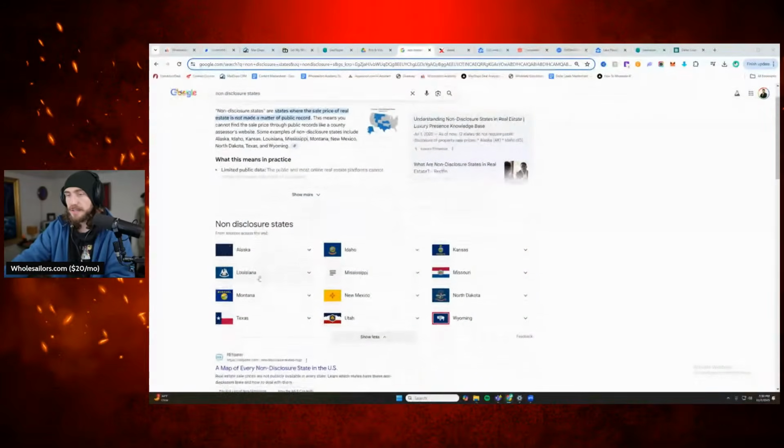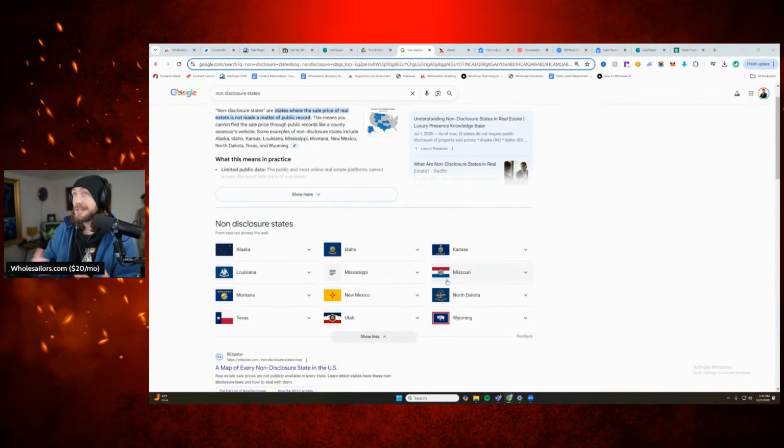What's this one? Okay. We got a property in Missouri. What's Missouri? Missouri is one of those non-disclosure states that I told you about in the beginning. You remember, guys? Check this out. See how Missouri is one of those non-disclosure states? You got to learn what states are non-disclosure states or not. Max, how do I learn this?